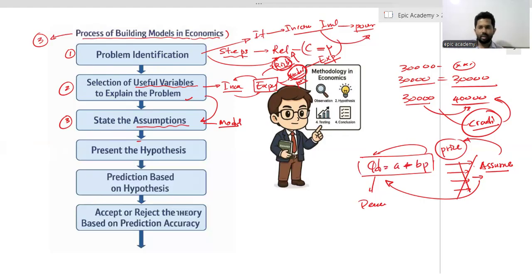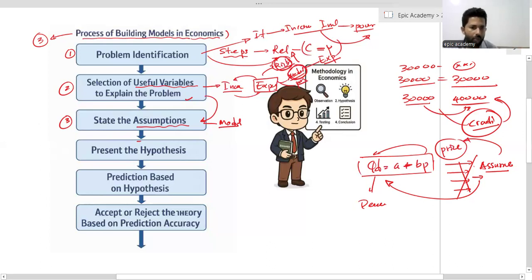Identify the problems, identify the factors or variables, useful determinants, state the assumptions, and present the hypothesis. We don't have any idea about the hypothesis, don't worry. I will explain the hypothesis by using a simple example.